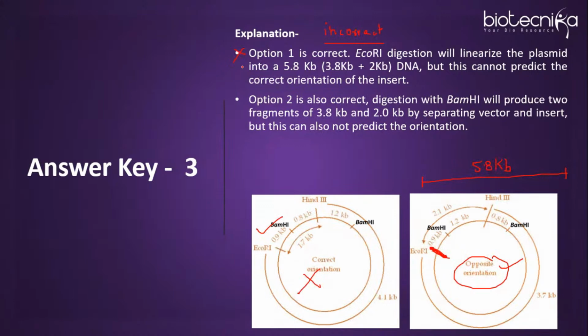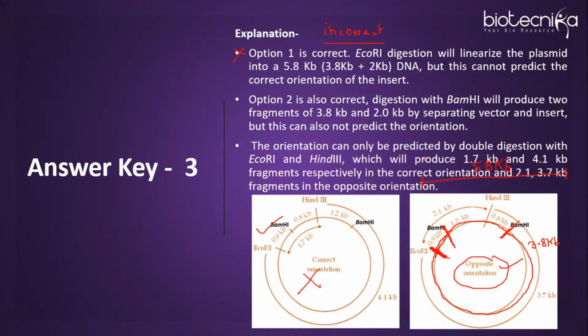Option 2 states that when you digest with BamHI, it produces two fragments of 3.8 kb and 2.0 kb. So yes, it's right. One BamHI site is here, another BamHI site is here. So if I cut it, from here to here it's 3.8 kb and this entire part is 2 kb. So this is also right.